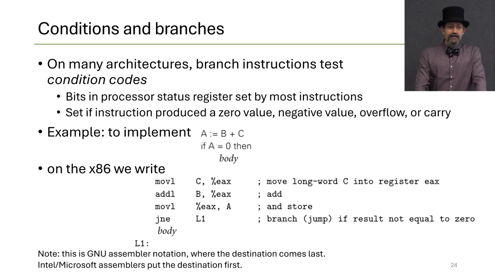So what does result not equal to 0 mean? That just means the latest result that computed something. A move doesn't compute anything, and so our condition flags will have been set by the add instruction.